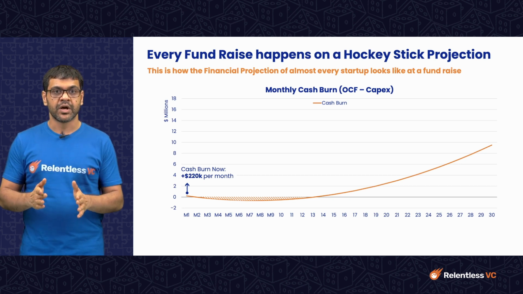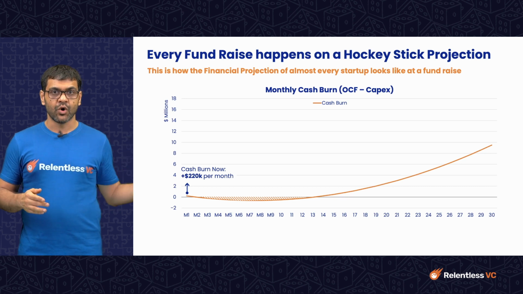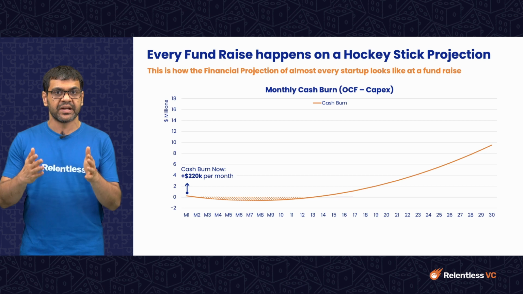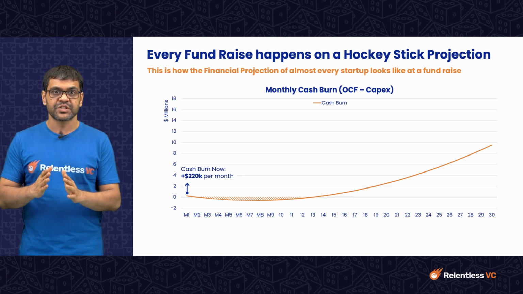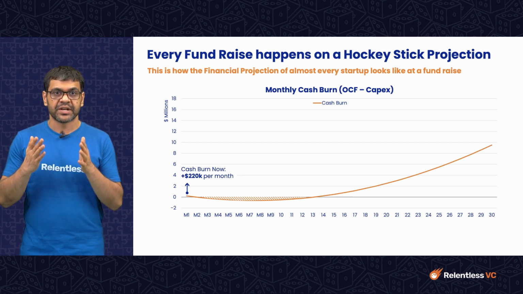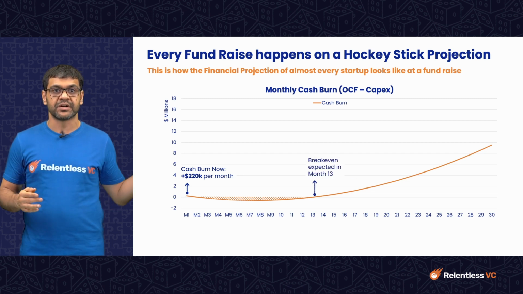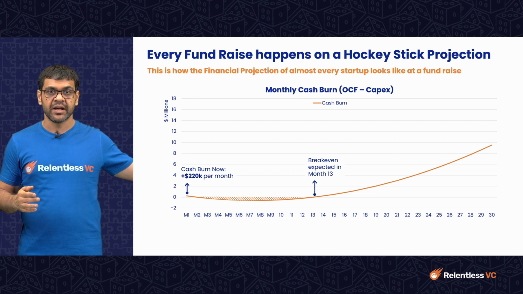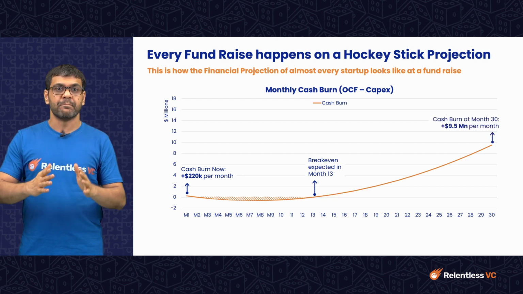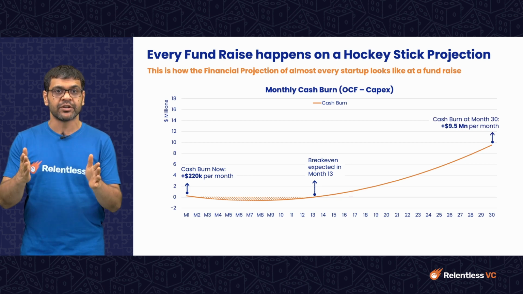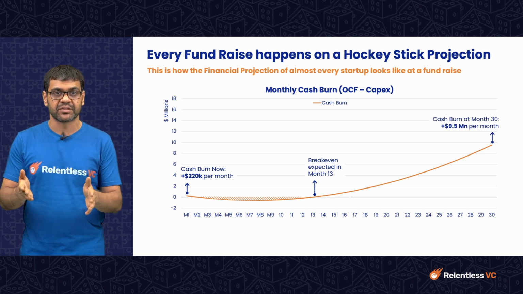Instead, the startup is currently generating excess cash of $220,000 per month. However, from month 2 onward, the startup plans to hire people and increase marketing, etc. So its expenses would increase, so it would start burning cash and would continue doing so till it reaches break even in month 13. And by month 30, the startup expects to be massively cash positive and generate $9.5 million in excess cash every month.